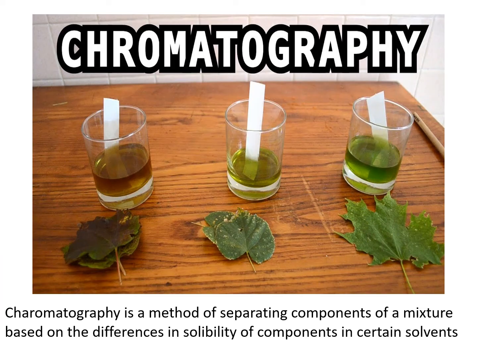How many types of photosynthetic pigments in a leaf are involved in producing the green color of a plant? So we need to use the chromatography method to separate the types of photosynthetic pigments in the leaf. Chromatography is a method of separating components of a mixture based on the differences in solubility of components in certain solvents.